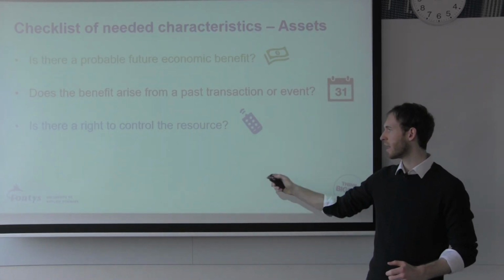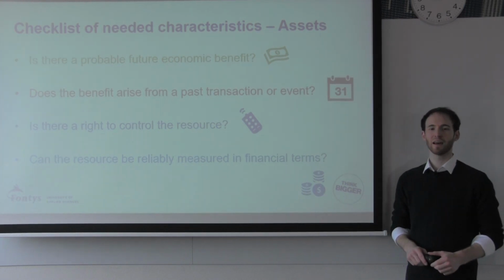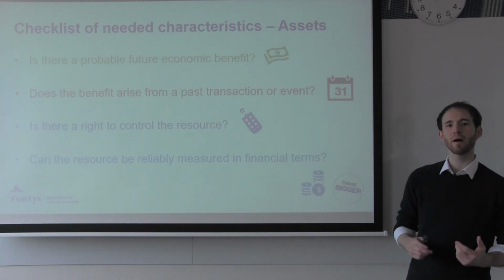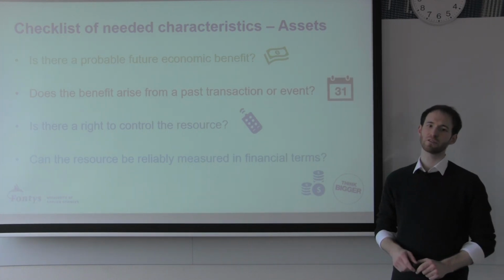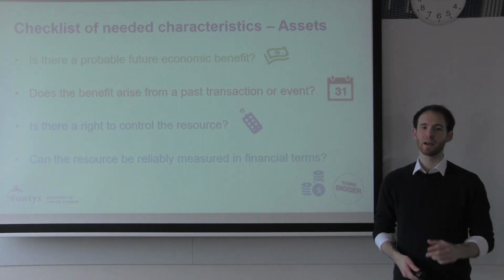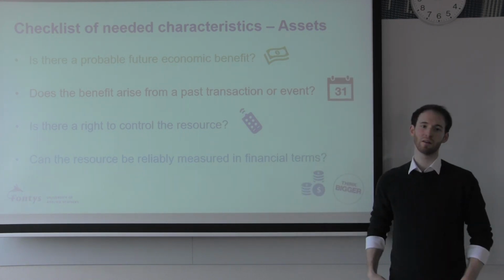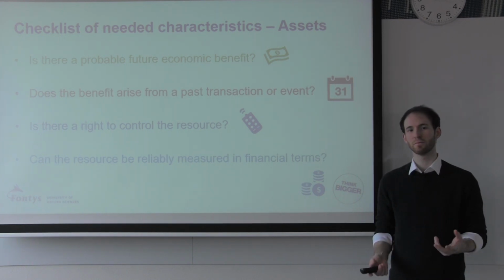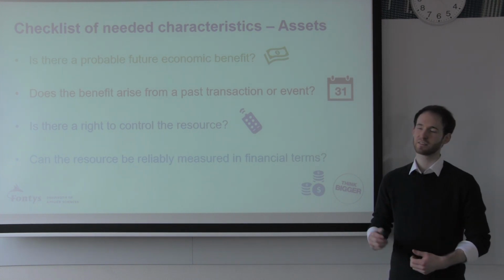And finally, can the resource be reliably measured in financial terms? This simply means, can we put a money stamp on the asset? So if you buy a machine for 1,000 euros, we know exactly it was worth 1,000 euros when we bought it. That's what is meant with measurable in financial terms. And so whenever we look at certain resources, we can look at this checklist and see, well, asset or no asset. And you can also do that for your own personal things that you own, to classify whether they are assets or not.